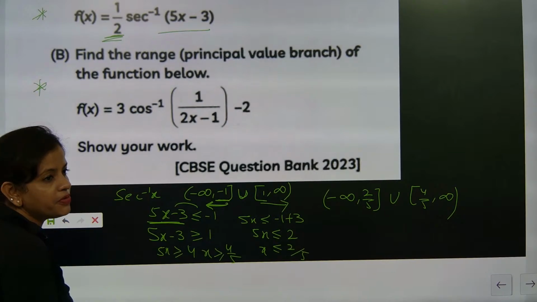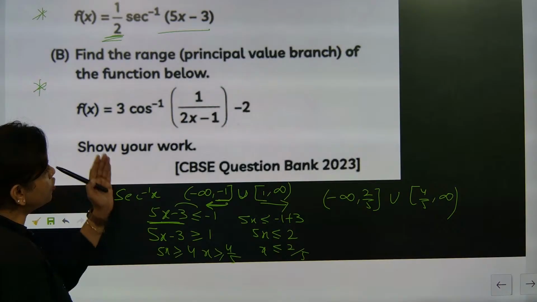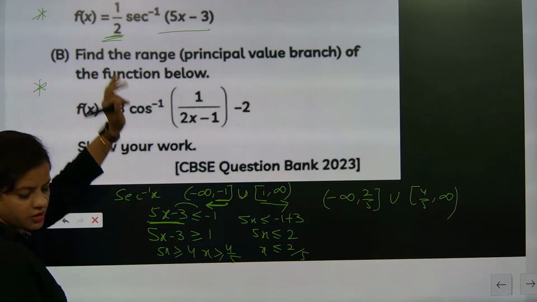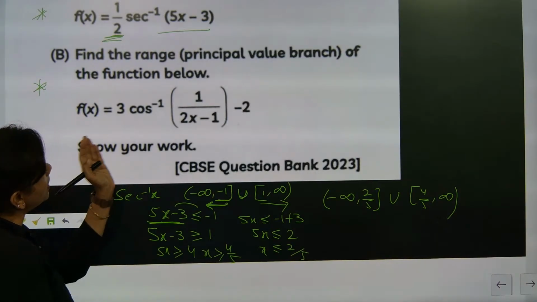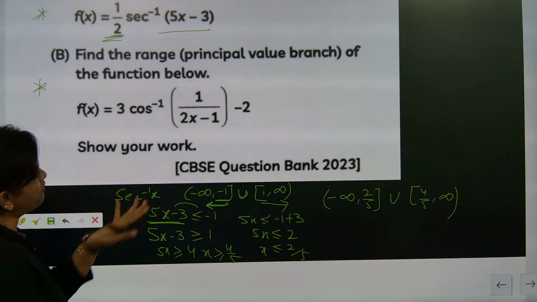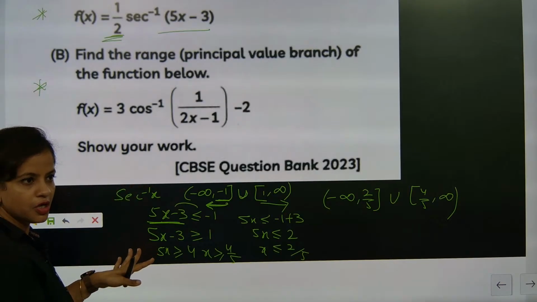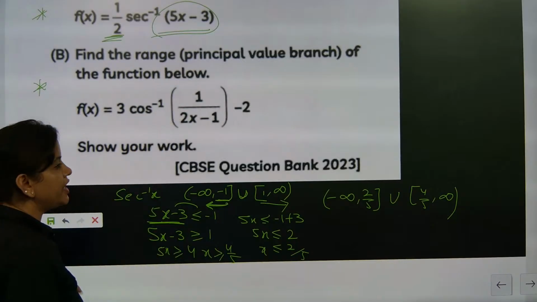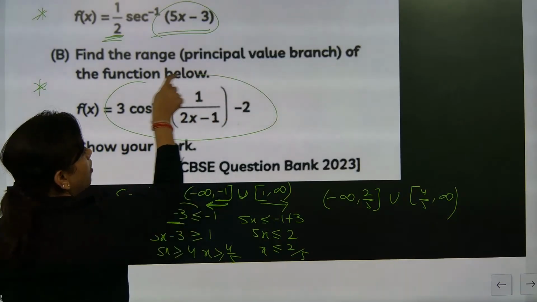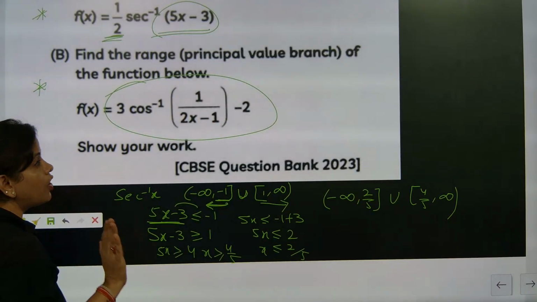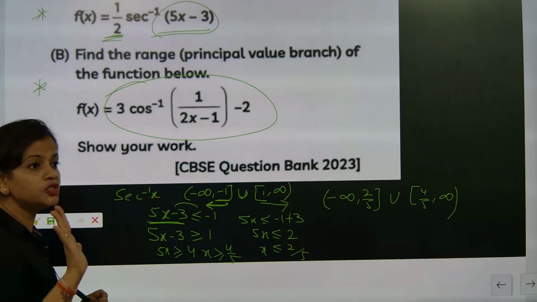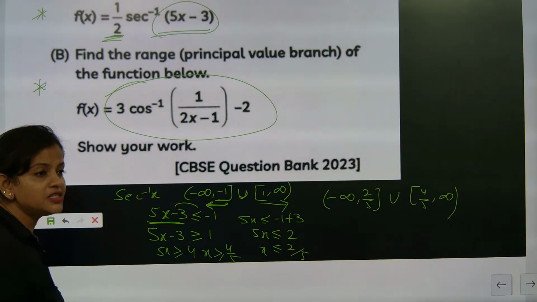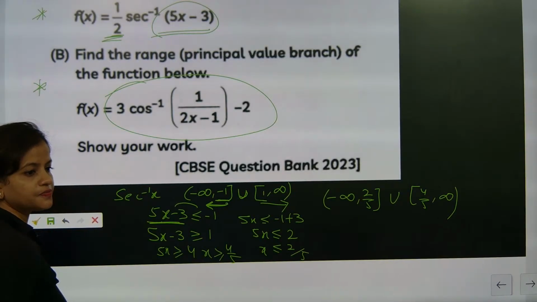See, always remember one thing. Whenever they ask for the domain, half is not checked. Understood? But when they ask for a range, then everything is checked. So for domain, we only check this value. For range, we consider all this part. Understood? So what is the range of cos inverse x? First you tell me.